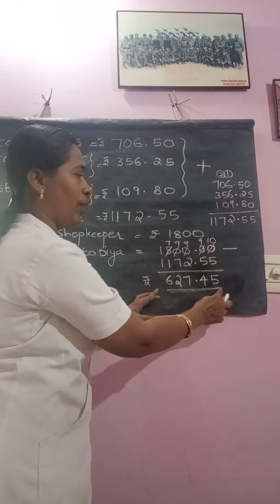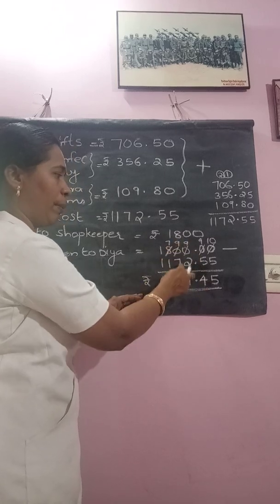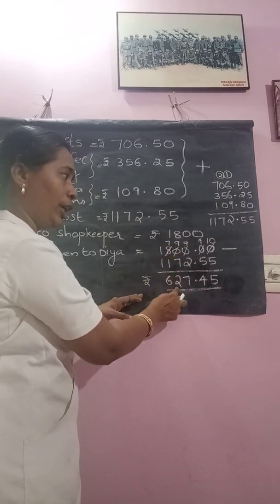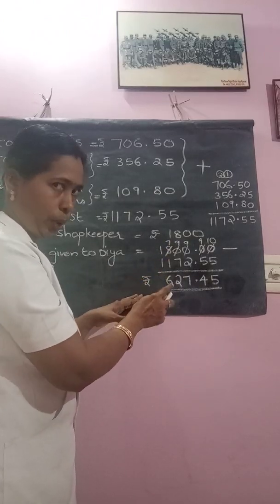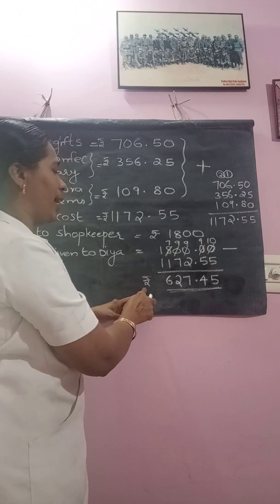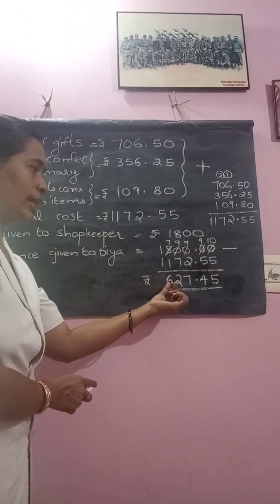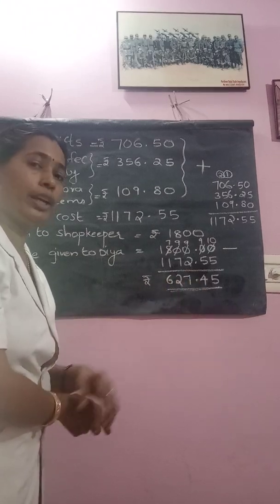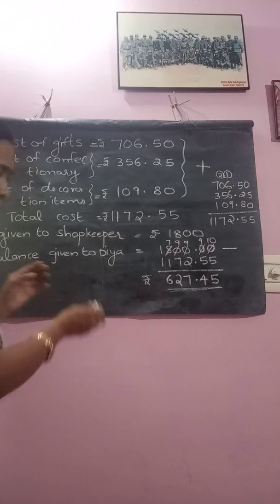And 10 minus 5, 5. 9 minus 5, 4. 9 minus 2, 7. 9 minus 7, 2. 7 minus 1, 6. 1 minus 1, 0, not required. Isn't it? So we can write how much rupees given to Diya? Rupees 627.45 rupees. Okay, let us move to the other question.